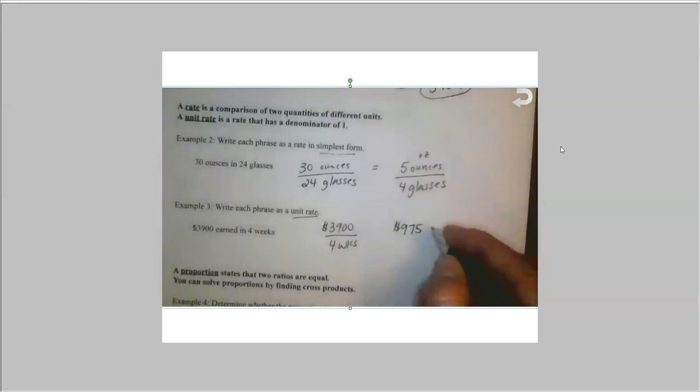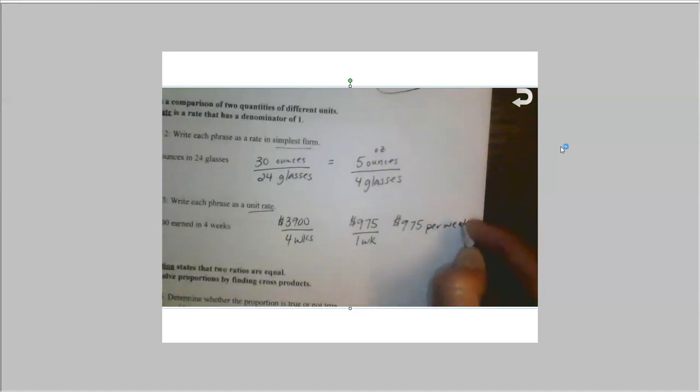3,900 divided by 4. And that's going to give me $975. Don't forget your label. I can write that this way, okay, or I don't mind you even doing it like this. Either way, I'm indicating that amount earned per 1 week, because that 1 is understood to be there whether we write that or not.